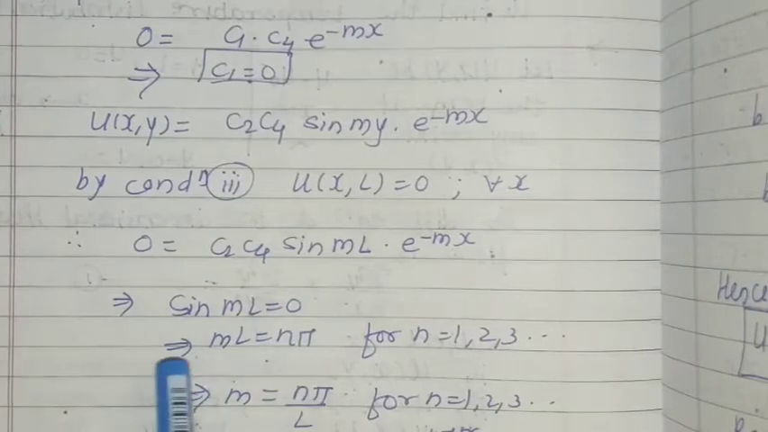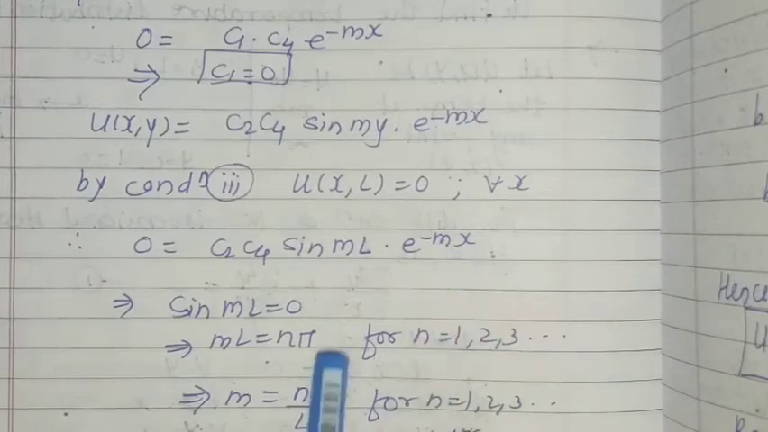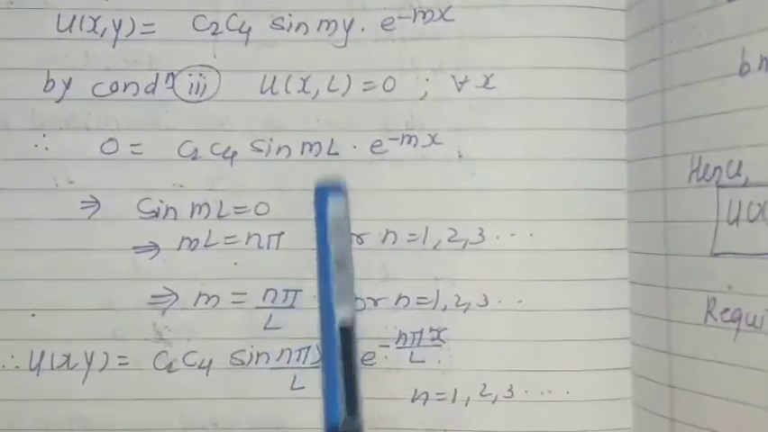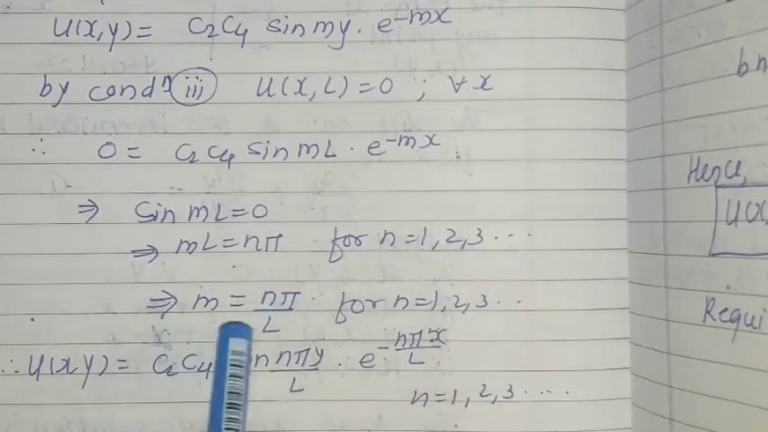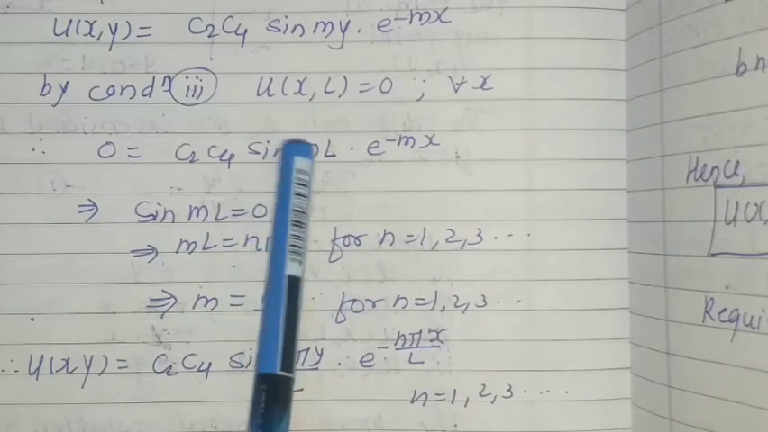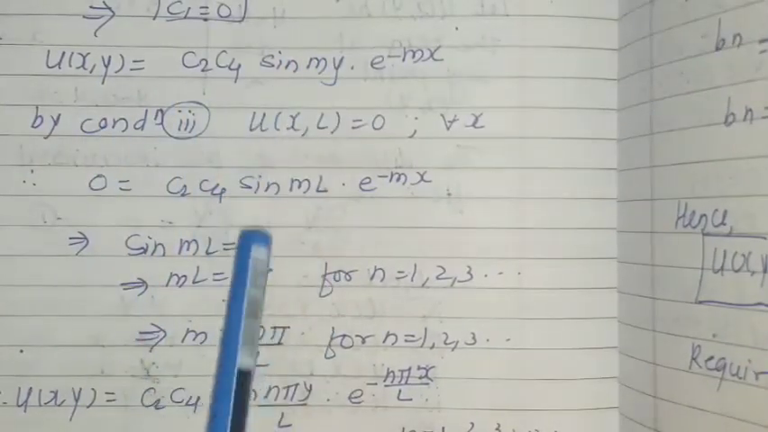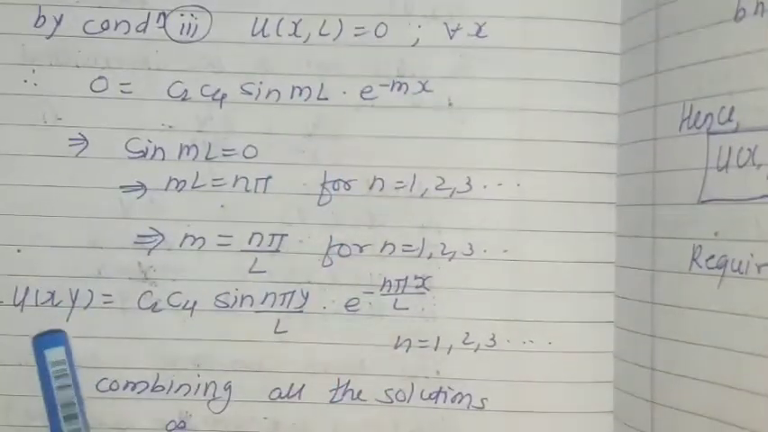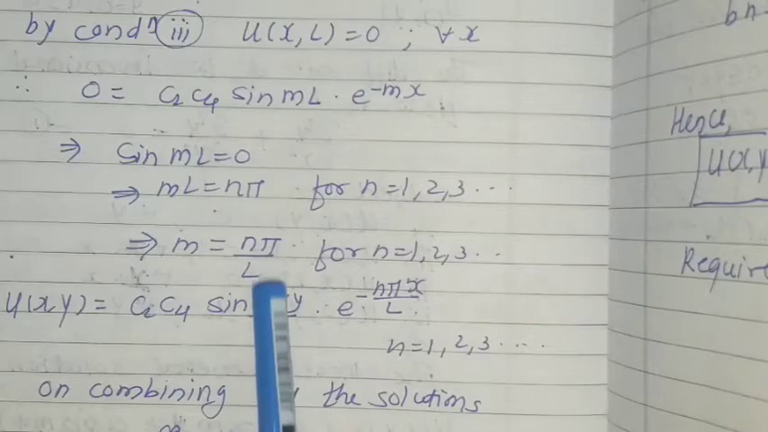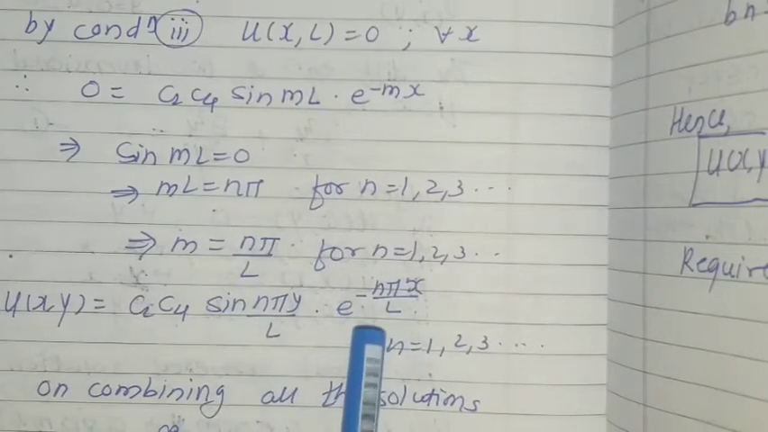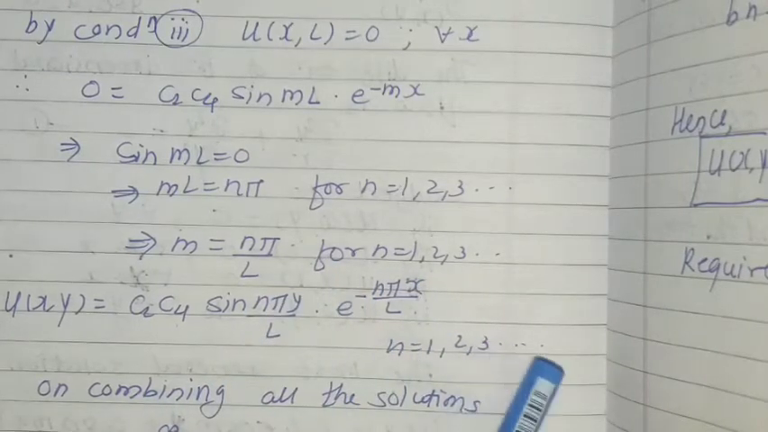So sin ml equal to 0 will imply the angle ml equal to n pi, where n is equal to 1, 2, 3 up to infinity. So from the third condition, we get the value of m as n pi by l for n equal to 1 to infinity. Now we are substituting this value of m in the previously obtained solution. This is the form of the solution after condition 2. After condition 3, your solution will become u of x comma y equal to C2 C4 sin n pi y by l, where m has been replaced by n pi by l, and e raised to minus mx becomes e raised to minus n pi x by l, for n equal to 1 to infinity.